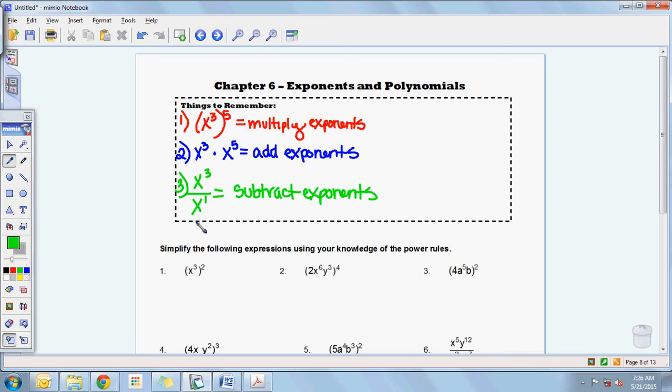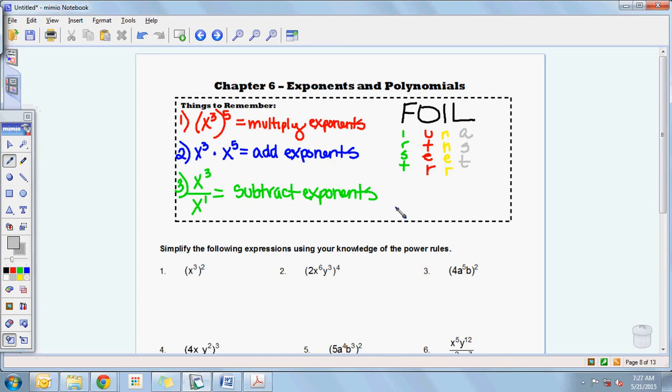This chapter also brought us to when we had to FOIL to solve a problem, so our binomial multiplication. Let's just refresh on FOIL real quick. When you're given 2 binomials to multiply together, remember the F stands for first. We're going to multiply the first 2 terms together. The O stands for our outer 2 terms. Our I stands for inner. You're going to multiply the inner 2 terms. And the L stands for last.